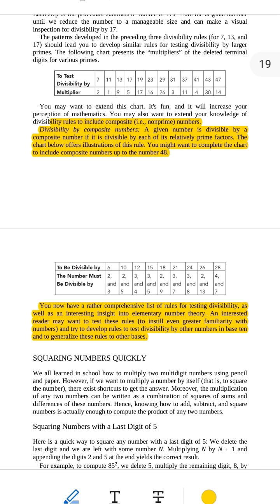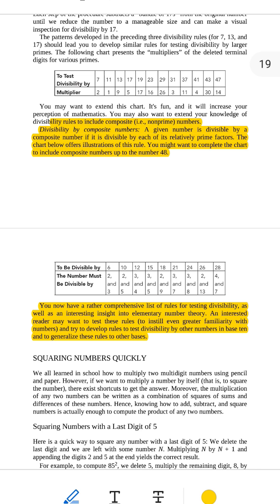2. What are factors? Factors are numbers that multiply together to make another number. The factors of 6 are 1, 2, 3, and 6. 2 and 3 are factors of 6 because 2 times 3 equals 6. When we say a number is divisible by its factors, it means that dividing by that factor leaves no remainder. Example, 6 divided by 2 is 3 with no remainder, so 6 is divisible by 2.